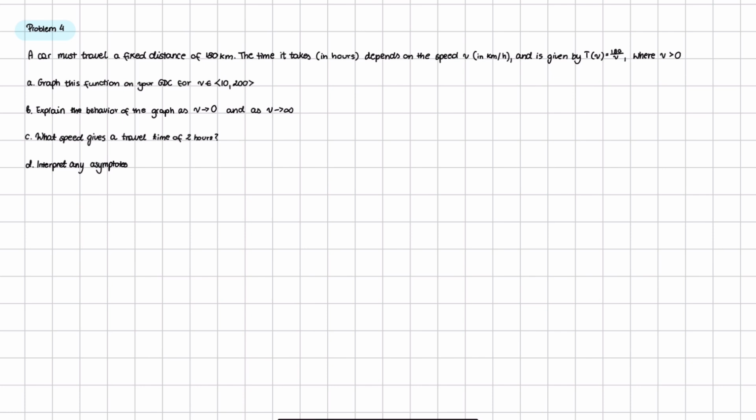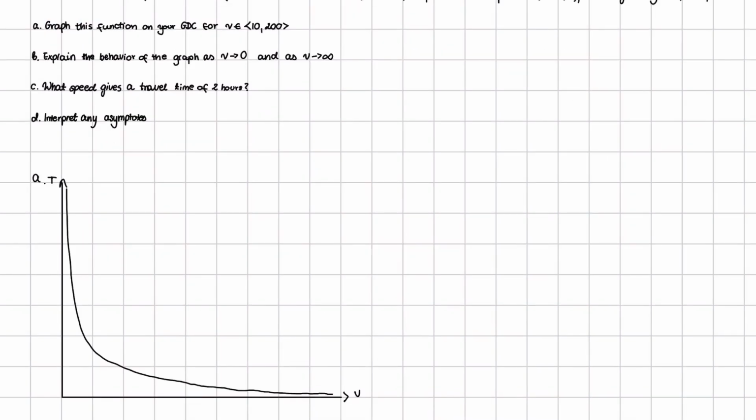Problem 4. A car must travel a fixed distance of 180 kilometers. The time it takes in hours depends on the speed v in kilometers per hour, and is given by t equals 180 over v, where v is greater than 0. A. Graph this function on your GDC for v from 10 to 200. So we have to type our function into our GDC and then redraw it on the paper. So this is our graph, and you can observe that our function never touches the y-axis nor the x-axis.